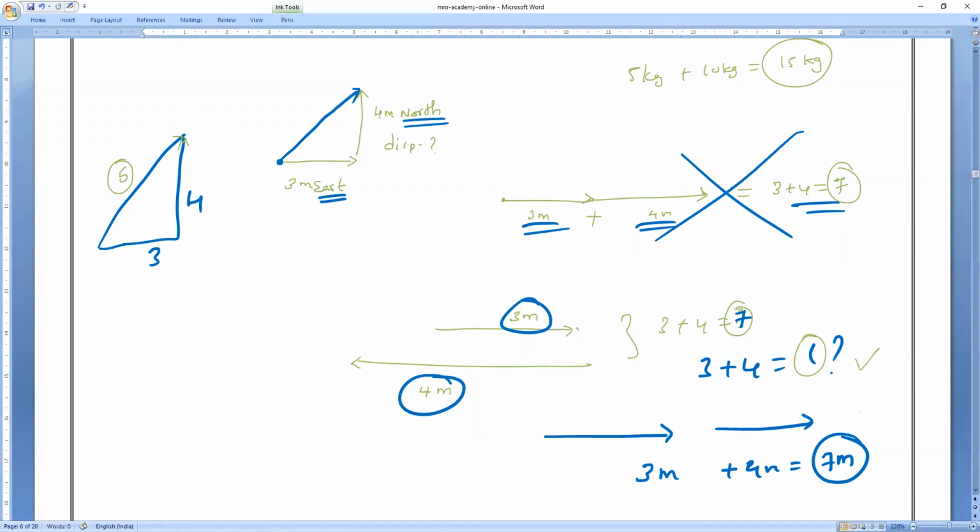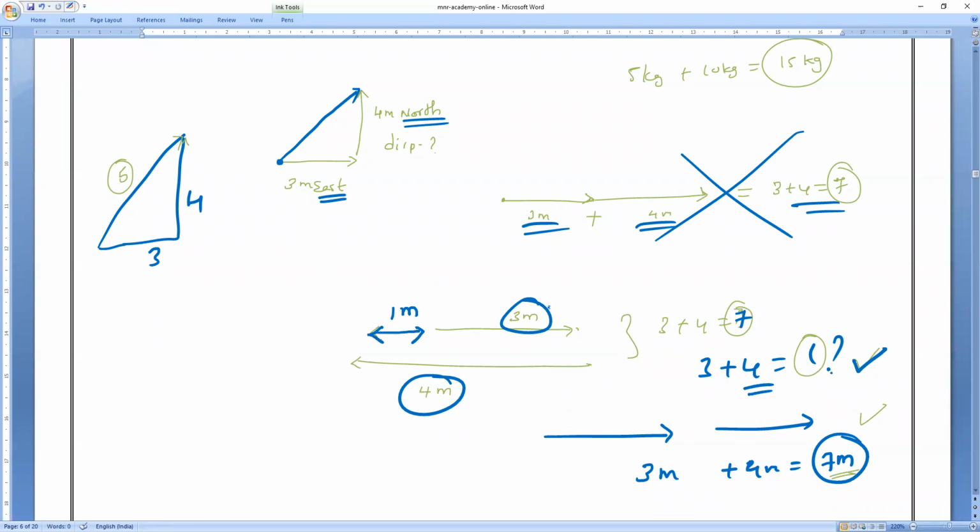So 3 plus 4 equals 1. Is it possible? Which is correct? If it is the same direction, 7 meters is correct. But here it is the opposite direction. So what is the difference between these magnitudes? How much is it? 1. That is the meaning of 1. Understand, Laksha? If I say 3 plus 4 equals 1, this is also correct, but when they are opposite.